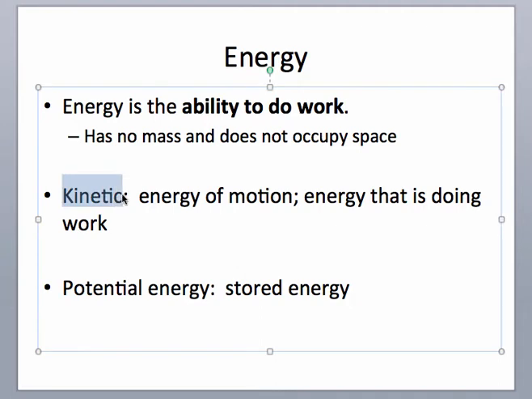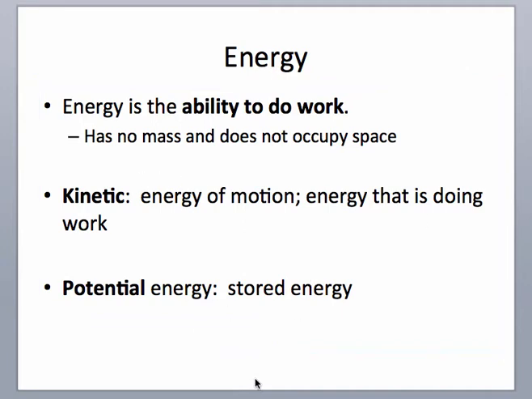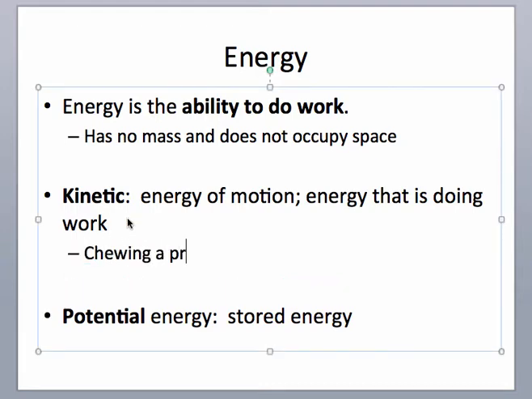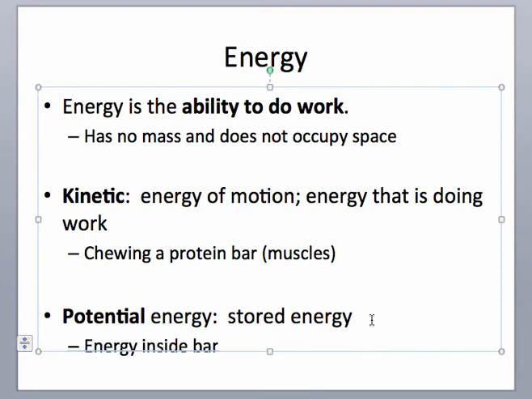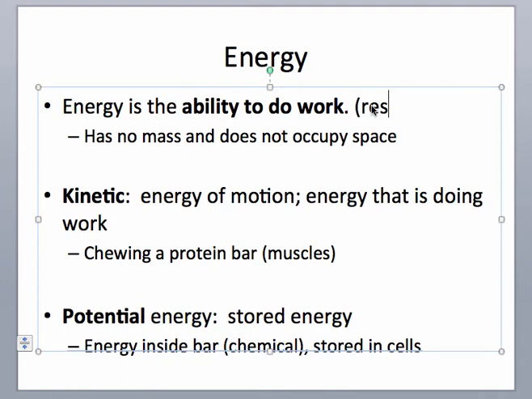And there are two major types of energy. We have kinetic energy and we have potential energy. Kinetic energy is the energy of motion, and potential energy is stored. So for example, if you are chewing a protein bar, you're using muscles to do that, and the energy inside of that protein bar is chemical energy, and that is going to get stored in your muscles, for example, or in your cells, and then you can use it to do work later. So basically, energy is never created nor destroyed, but rather gets redistributed. Okay, so that's something to think about.